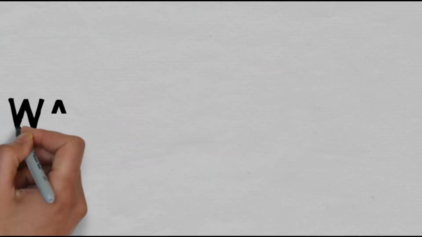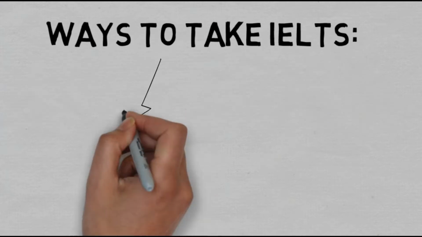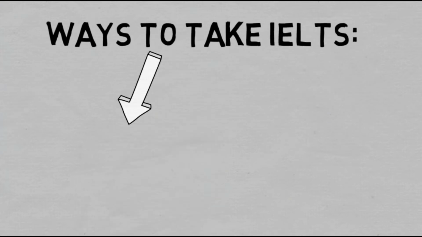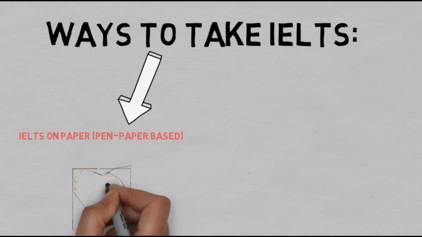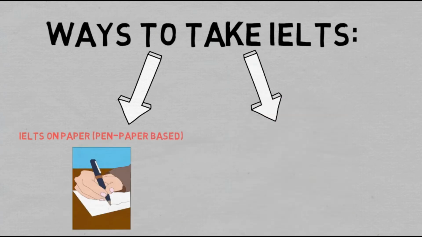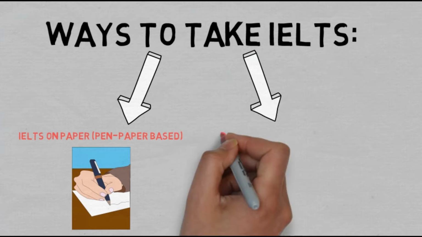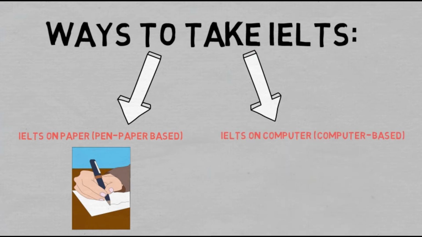Now let us see what are the ways to take IELTS. So at the time of registering for the IELTS exam, you'll get a few options. The first one is IELTS on paper, also called the pen and paper based IELTS. And the second one is the IELTS on computer or the computer delivered IELTS test.